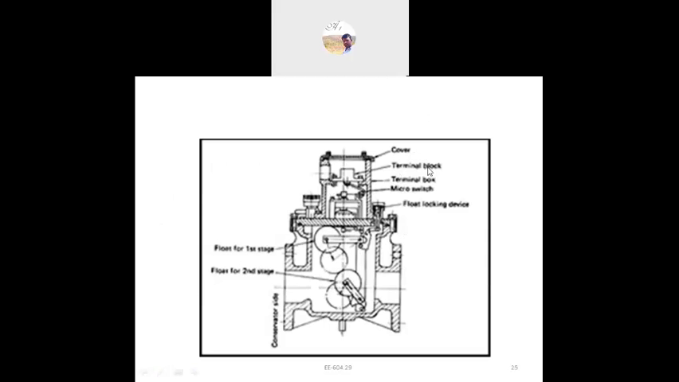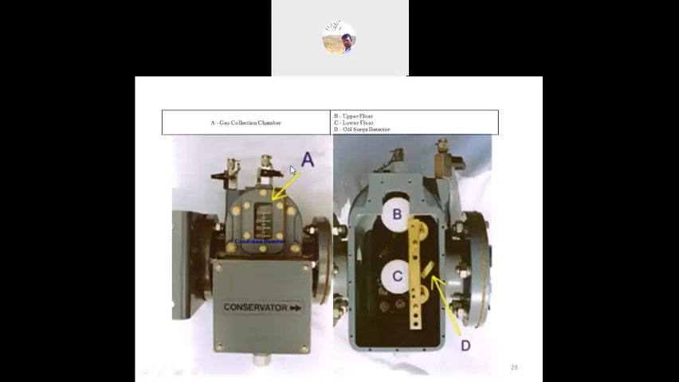We can see here the gas collection chamber, the upper float, the lower float and the oil. Here is the conservator tank, and the Buchholz relay is placed internally. Any fault, which causes internal faults, will be sensed by the system and it will operate continuously.